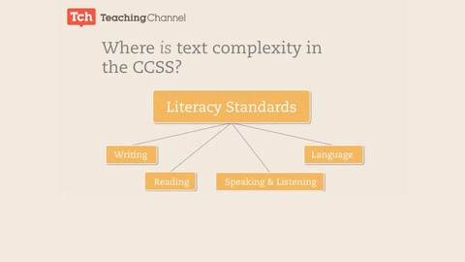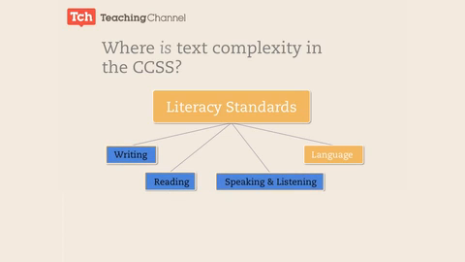If you're anything like me, knowing where something like text complexity resides within the whole scheme of the Common Core State Standards is really helpful in understanding its purpose and how we use it. So let's take a look at those standards once again. Now, if you remember, we have the math standards, and we also have the literacy standards. Within those literacy standards, there are four large strands. There's the writing strand, the reading strand, the speaking and listening strand, as well as the language strand.